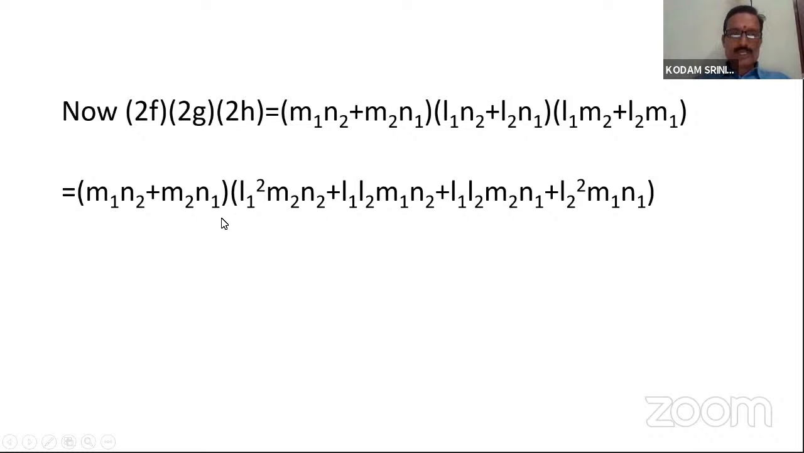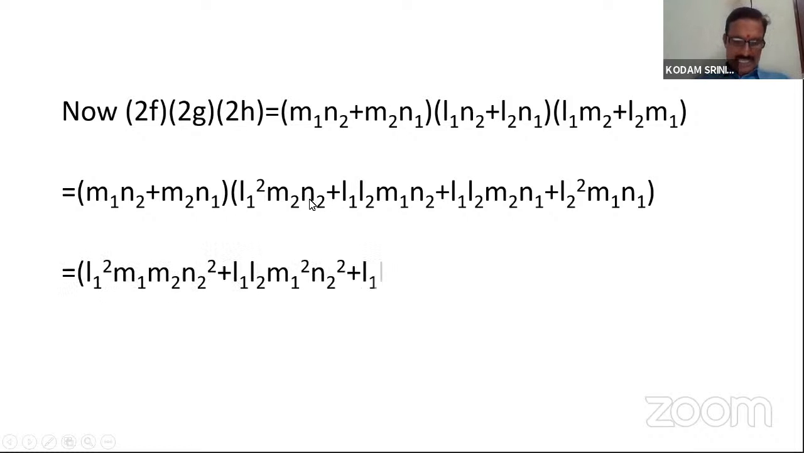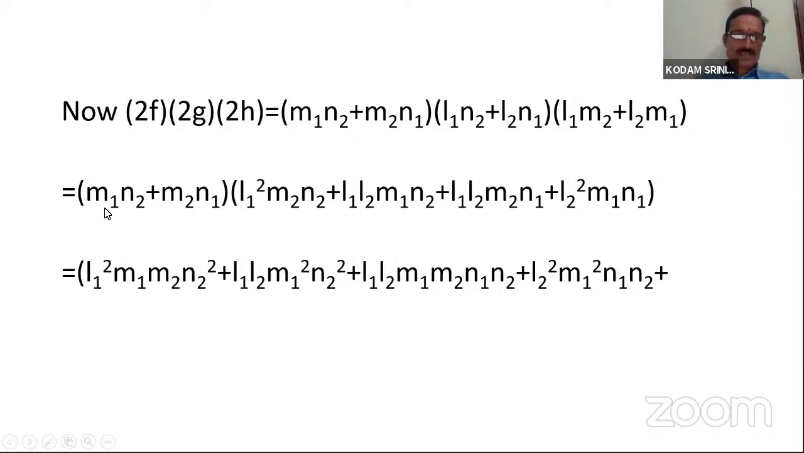So that is M1 N2 into L1 square M2 N2, nothing but L1 square M1 M2 into N2 square. See here, we will get the same thing: L1 square, M1, M2, N2 square. Similarly, this M1 N2 into L1 L2 M1 N2 is nothing but L1 L2, M1 two times, that is M1 square, and N2 also two times, that is N2 square. That is L1 L2 M1 square M2 N2 square.